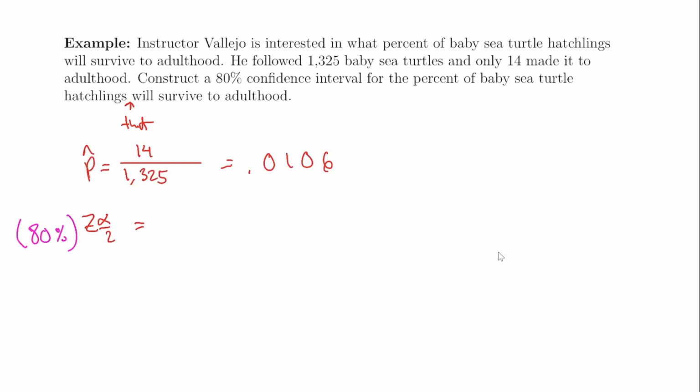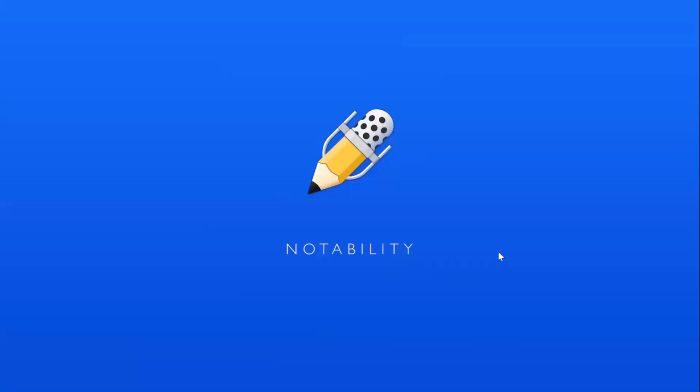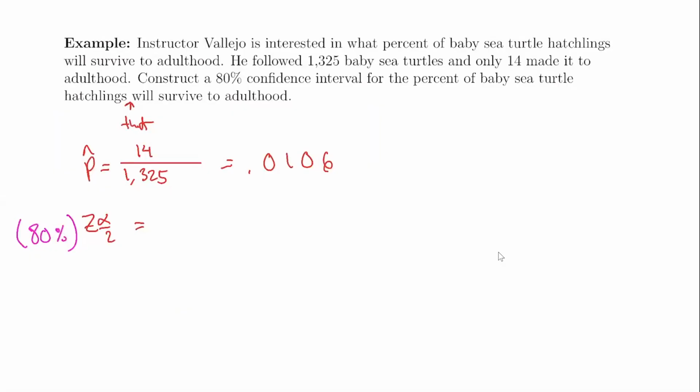All right. Let me switch over to my t-table. If you look at this one, we want to use 80%. So 80% is right over there. If you look right above it, you get 1.282. So you get 1.282.